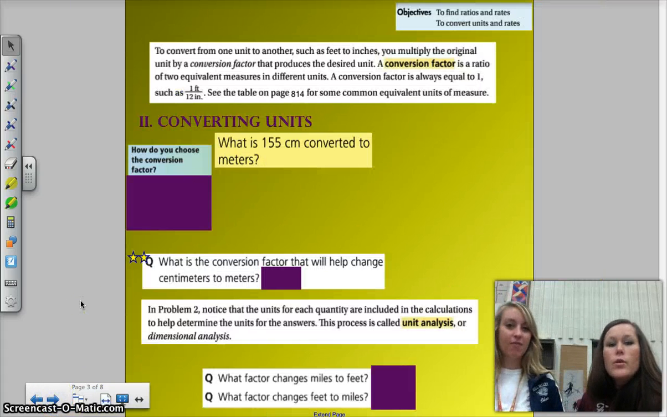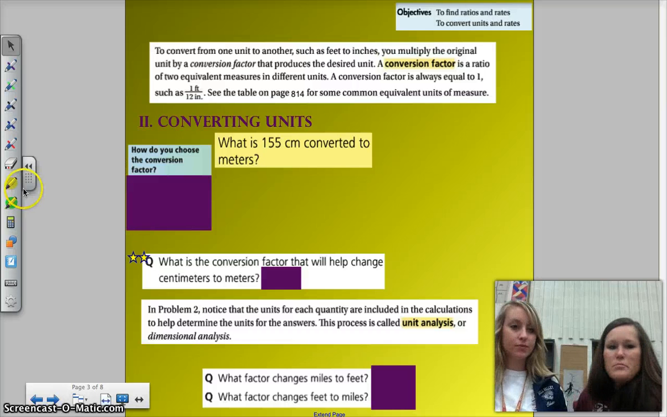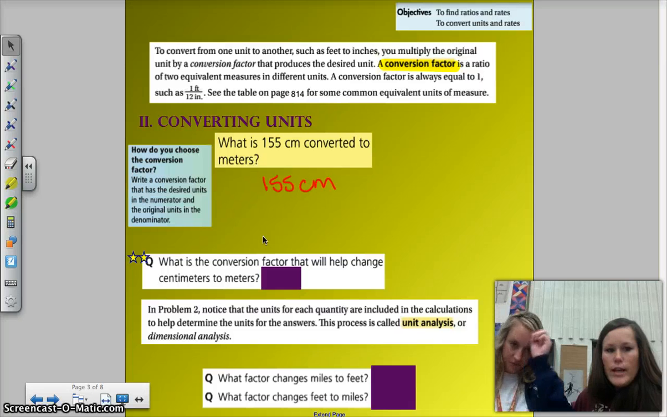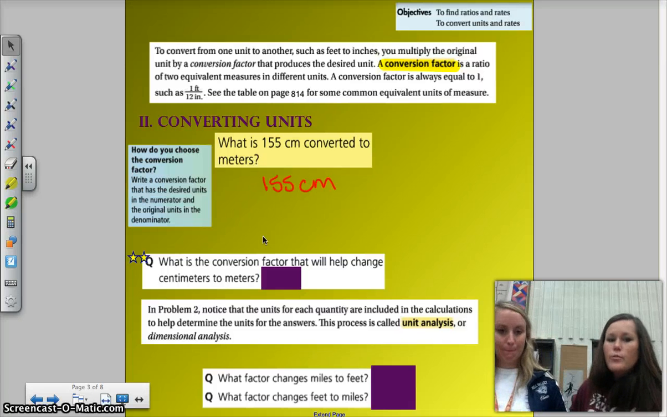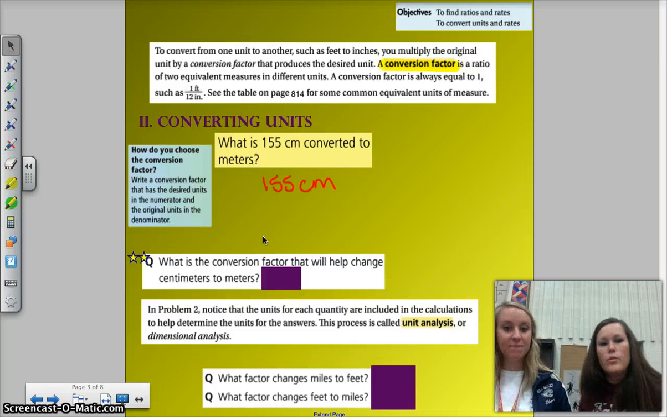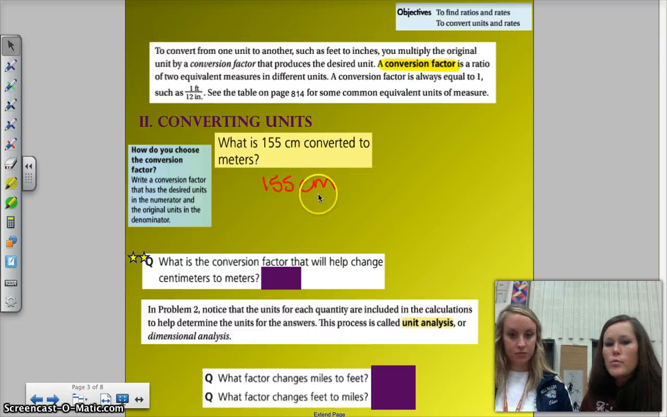All right, so to convert, the conversion factor is what we're talking about here. Converting rates. What is 155 centimeters converted to meters? Well, how do you choose the conversion factor? Let's uncover that. Write a conversion factor that has the desired units in the numerator and the original units in the denominator.